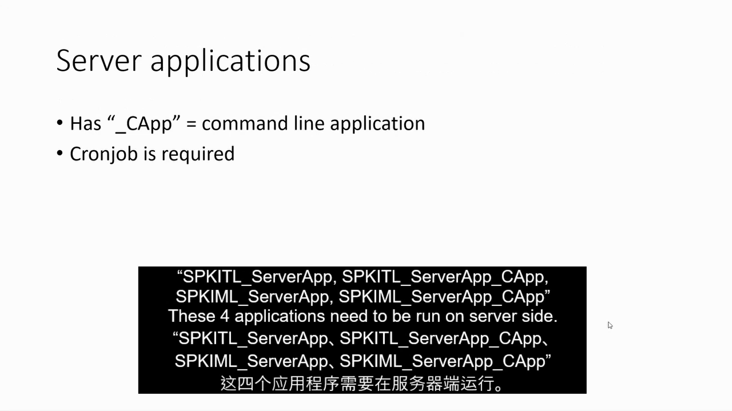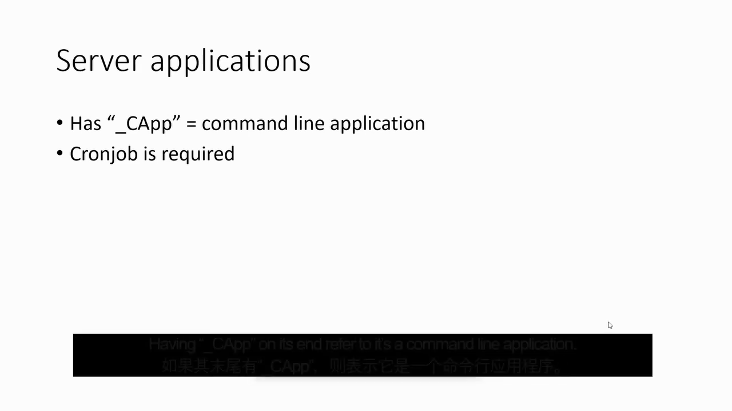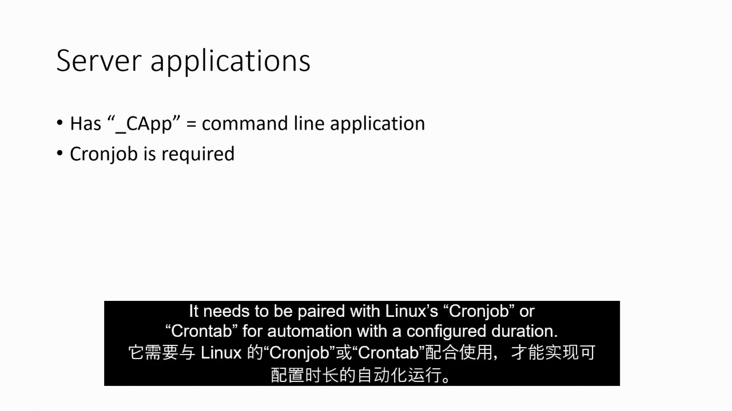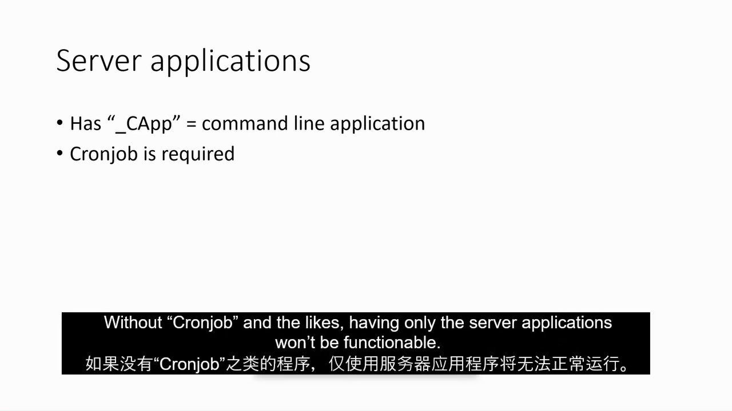SPKI TL Server App, SPKI TL Server App C App, SPKI ML Server App, SPKI ML Server App C App. These four applications need to be run on the server side. Without C App on its end, it is a web API application. Having C App on its end, it is a command line application. It needs to be paired with a Linux cron job or crontab for automation with a configured duration. Without a cron job and the like, having only the server applications will not be functional.